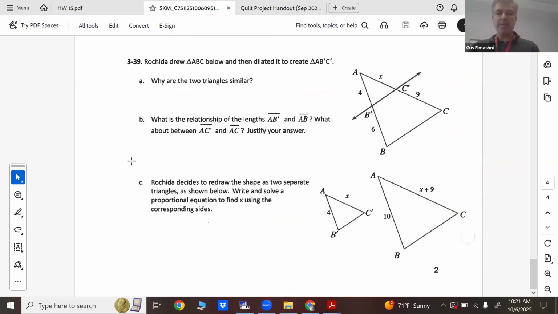Rochita drew triangle ABC, then dilated it to AB'C'. So dilate means you are stretching or compressing. So the answer is going to be yes. That's because sides are proportional. Because dilation creates proportional sides, because you're multiplying every side by the same number, meaning you can make the same ratios between corresponding sides.